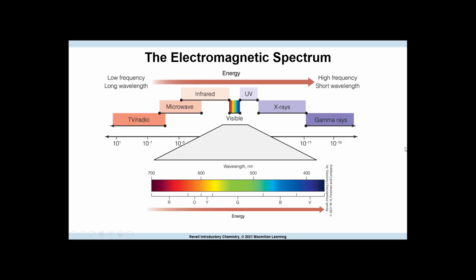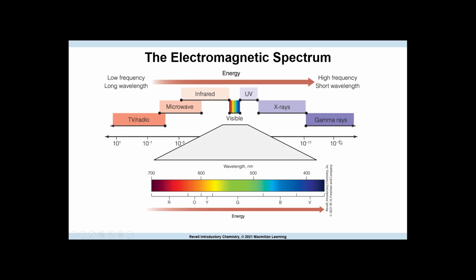So here's the electromagnetic spectrum, and there's a lot of information going on here. First, let's take a look at the arrow. It starts at a low frequency, low wavelength. What does that mean? That means low energy, because here's the energy. And then when we get to this side, it's high energy. So what would be considered items that are low energy? Well, we start around TV, radio.